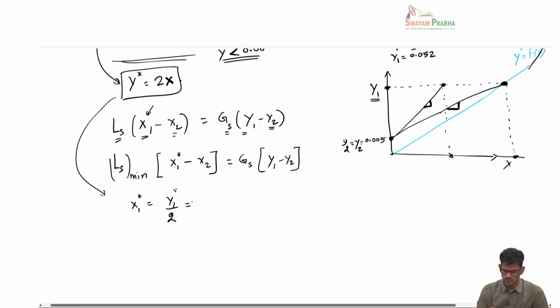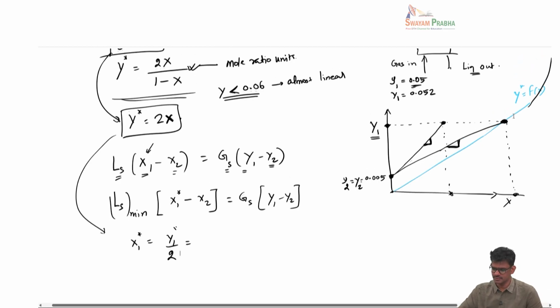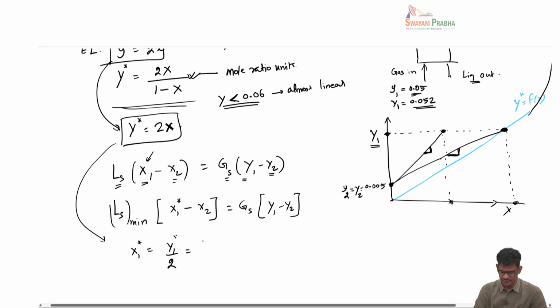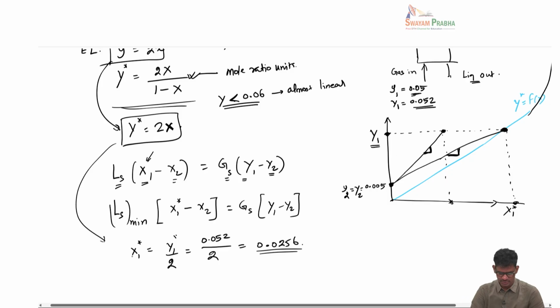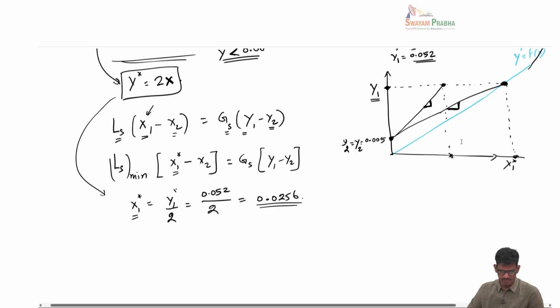So what is y1? y1 is 0.052, divided by 2, so this will be 0.0256. So what we have done here is identified this x1 star as being in equilibrium with the y1 value. So that was exactly this point. Now we know this equilibrium value of x1 star.